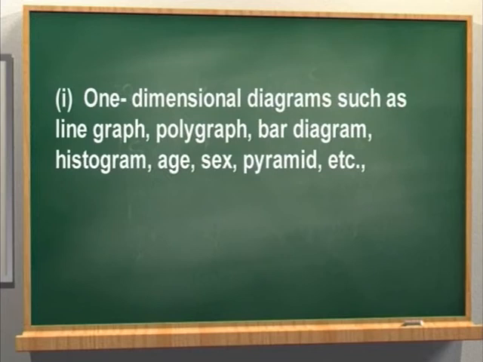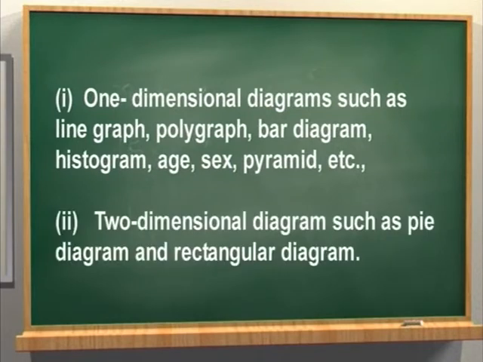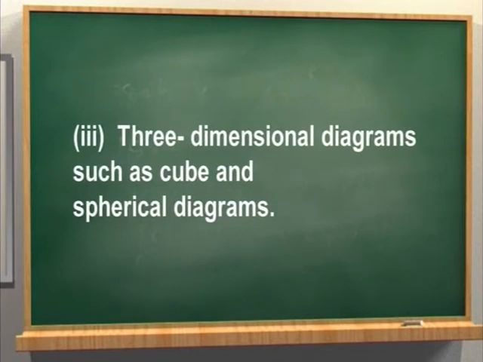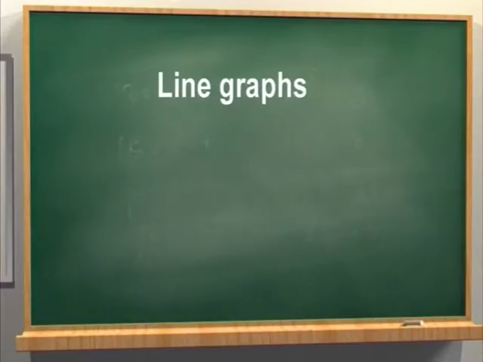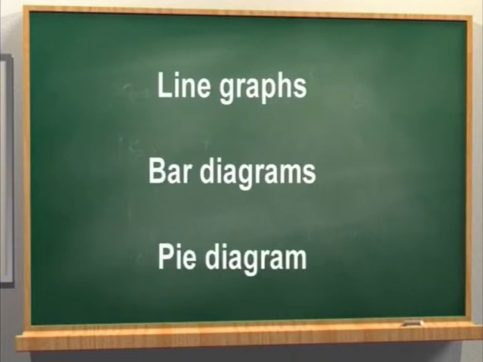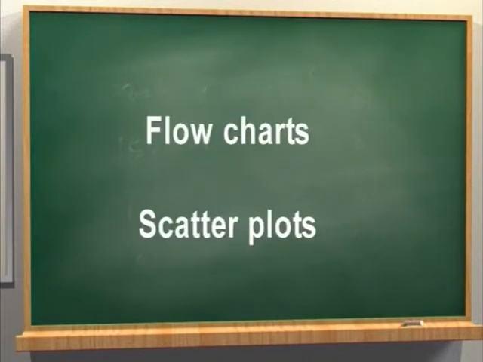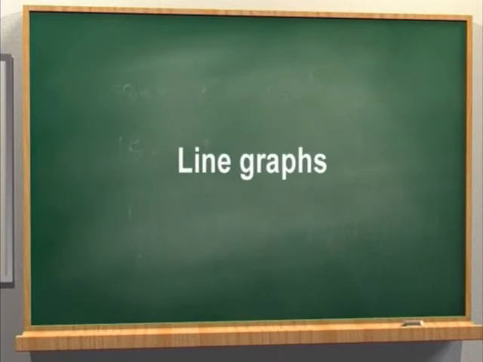The diagrams and maps are of following types: one-dimensional diagrams such as line graph, polygraph, bar diagram, histogram, age or sex pyramid, etc. The two-dimensional diagrams such as pie diagram and rectangular diagrams. Three-dimensional diagrams such as cube and spherical diagrams. The most commonly drawn diagrams and maps are line graphs, bar diagrams, pie diagrams, flow charts and scatter plots. Let us discuss about line graph.